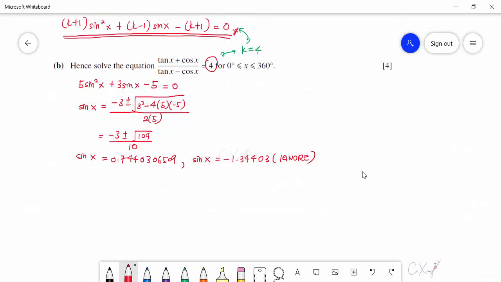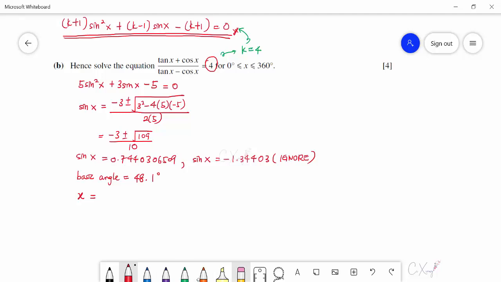To get the answer for x, I need to have a basic angle first. So by pressing sine inverse, the basic angle that I get for this part is 48.1. And we are looking for the value of x. So for the value of x, they are looking for 0 until 360 degrees, which means that from quadrant number 1 until quadrant number 4, you need to go for one round.